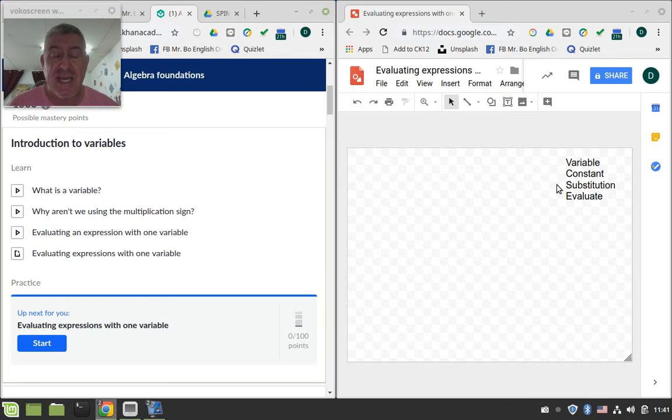Substitution in Thai means แทน. So we're going to take our numbers and substitute them into our variables to find the value. And that brings us to our last one, which is evaluate. Today we're going to be evaluating expressions, and evaluate means หาค่า. So we'll find the value of something. Let's go ahead and get started.